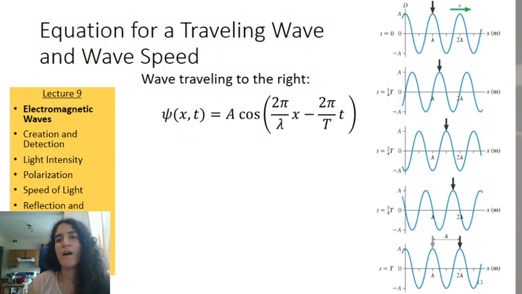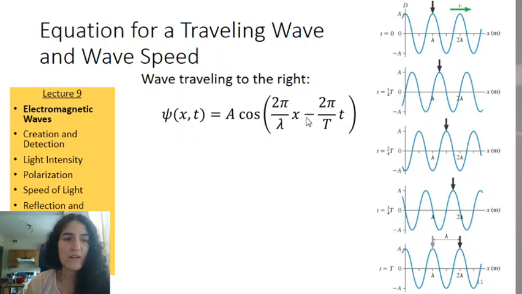So if I want this point to represent the same angle or the same argument of this cosine function, and I want the position to gradually increase, that would mean that I would need a negative sign here in order to make sure that this total argument is a constant. So as t gets bigger, x gets bigger, and therefore I need a minus sign here. If I wanted a wave traveling to the left, I would need a plus sign here.